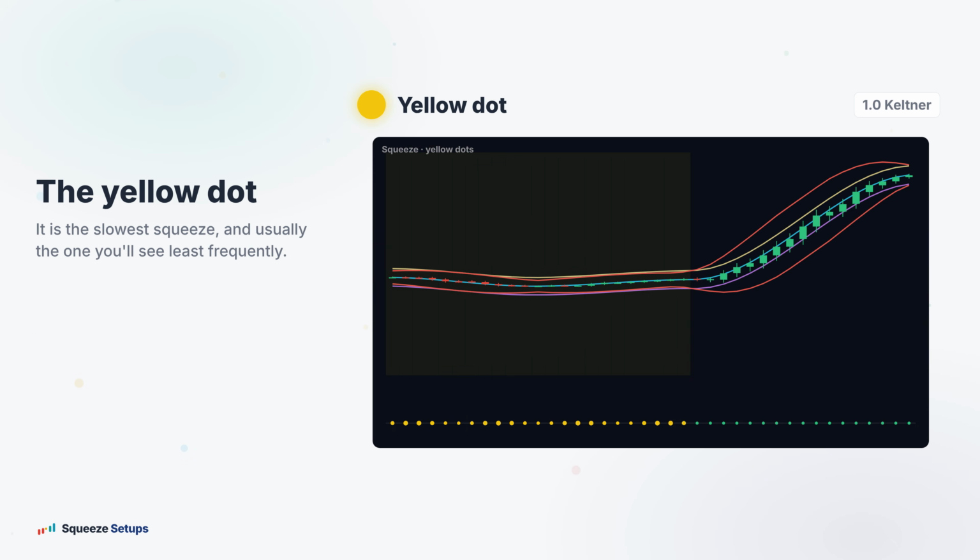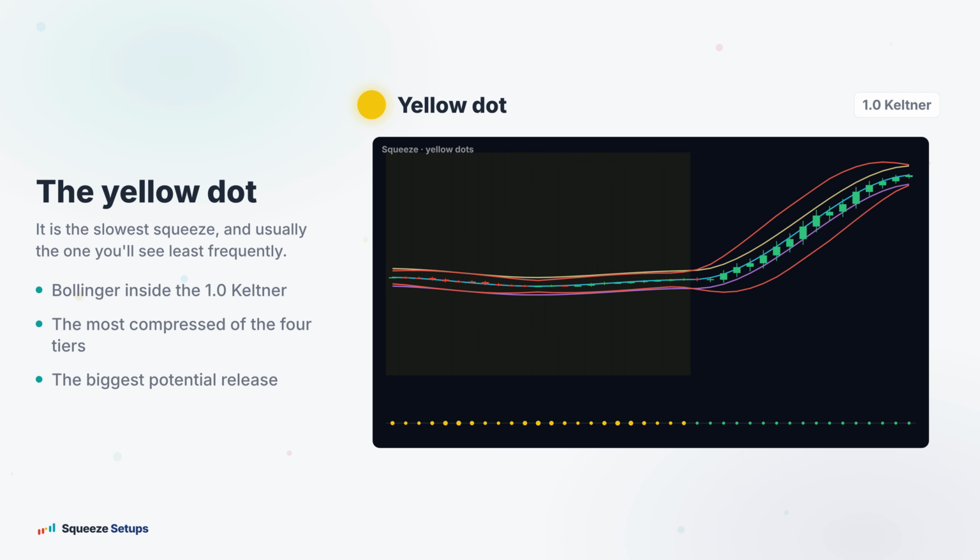We'll start with the quote-unquote slowest squeeze, or the one that has the greatest weight, which is the yellow squeeze. The yellow one tells us that the compression is the greatest and this has the most stored energy. When you see yellow, the market is wound up hard.